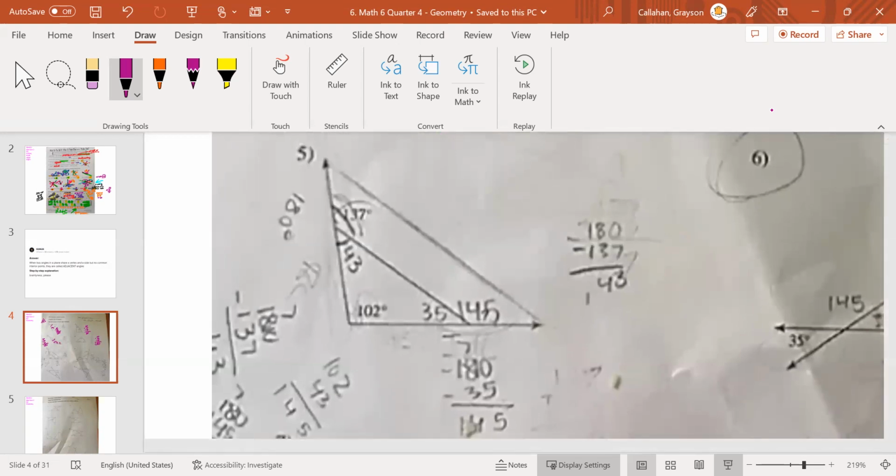Number 5. What are we trying to find here? Is this the question mark right here? Or what are we trying to find? So what does it give you? It gives me 102 degrees, 137 degrees.